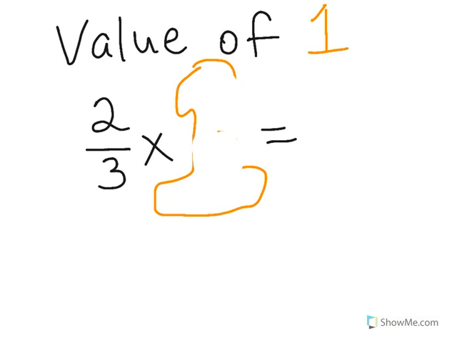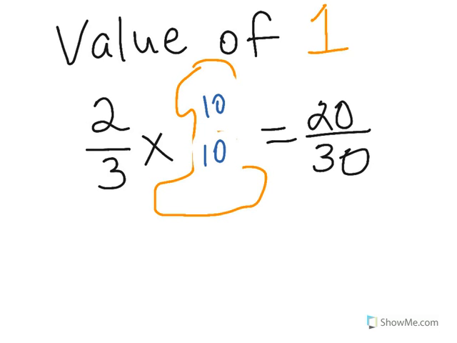Let's look at some other numbers. This time, let's change the value of 1 to 10/10. Now, 2 times 10 is 20. 3 times 10 is 30. This again is another equivalent fraction using the value of 1.